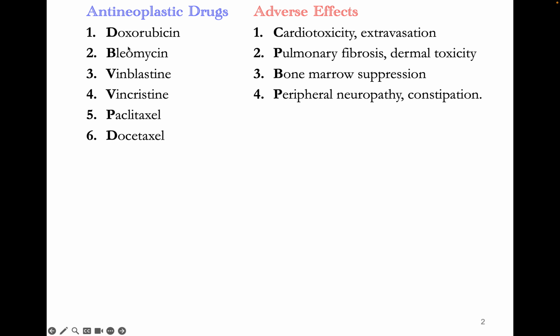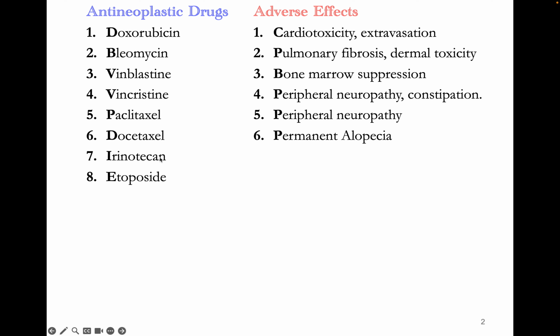Next 2 drugs are taxanes, like Vincristine. Paclitaxel also causes peripheral neuropathy, and Docetaxel has a unique adverse effect, that's permanent alopecia.